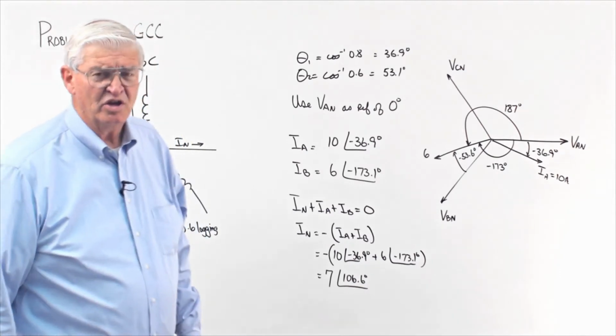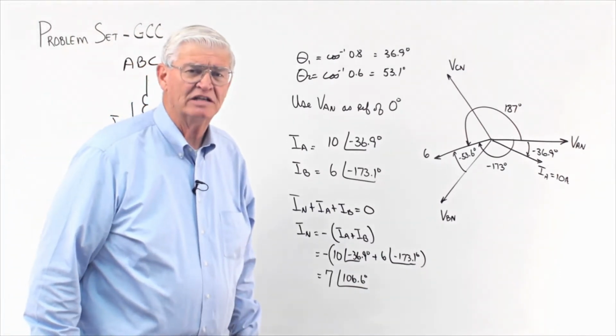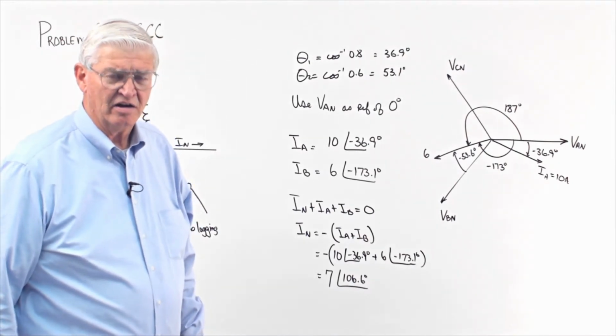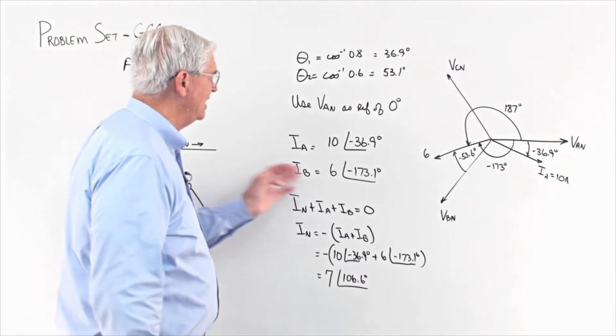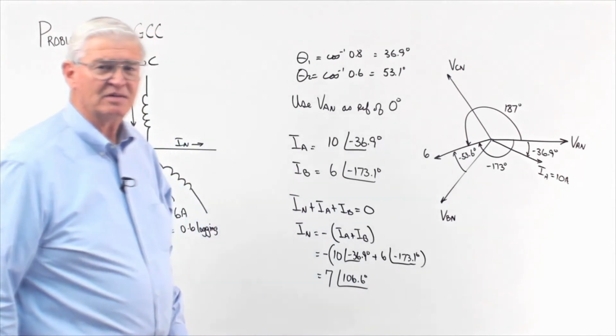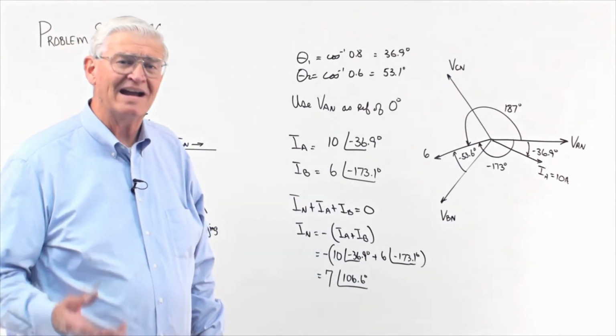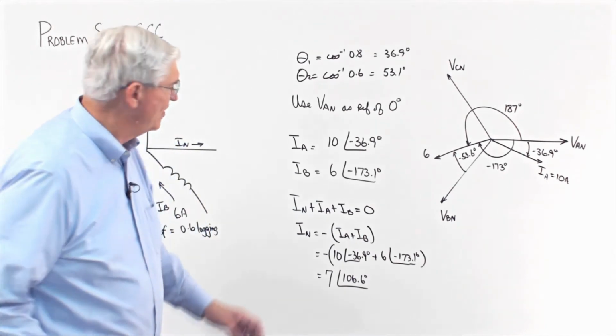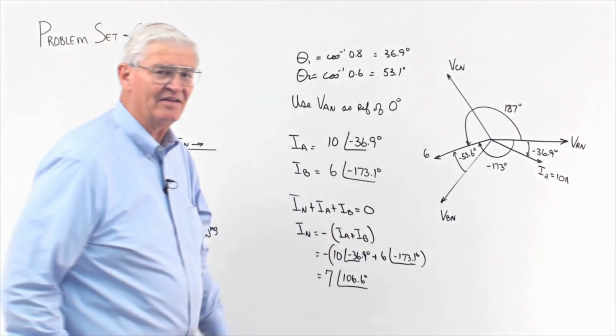So normally we use the phase A voltage as our reference. So voltage A to neutral is what we're using here. We were given that IA and IB equal 10 and 6, and we found IA at minus 36.9. But where did the minus come from? It's because it's a lagging power factor. So both of them were lagging, so both of them have a negative angle.